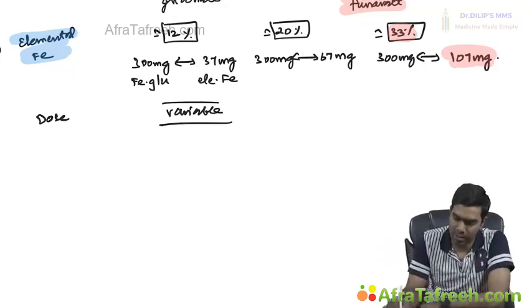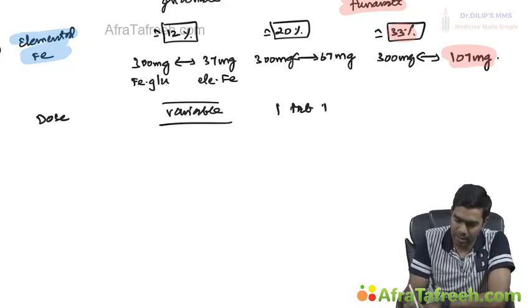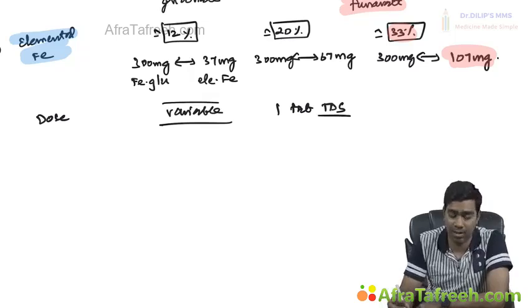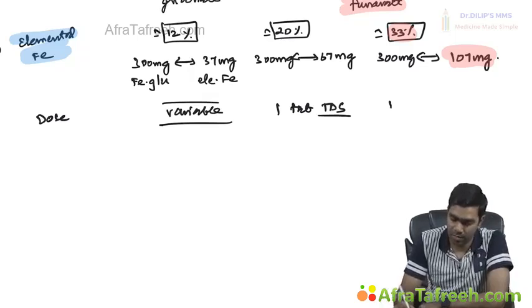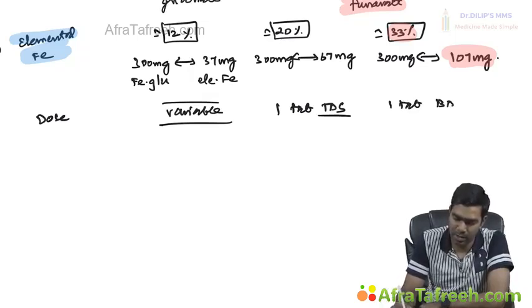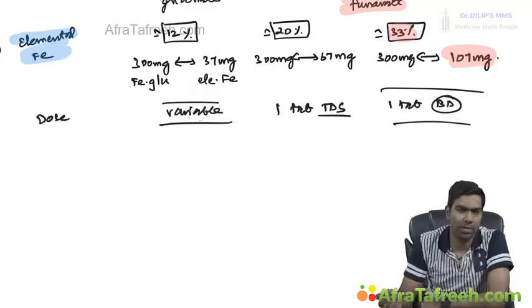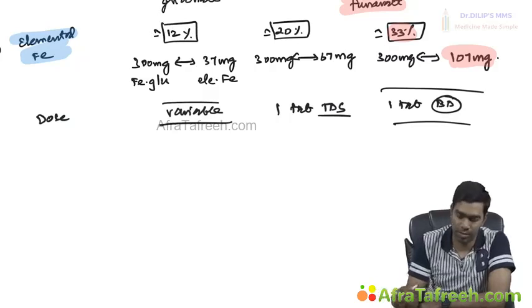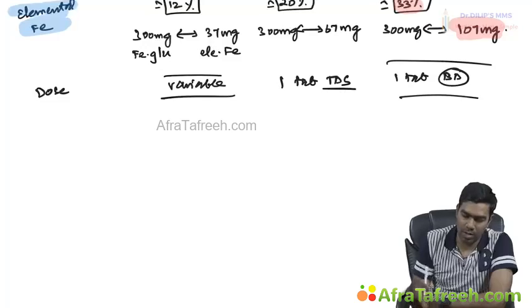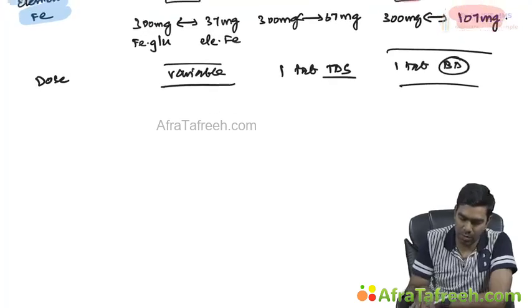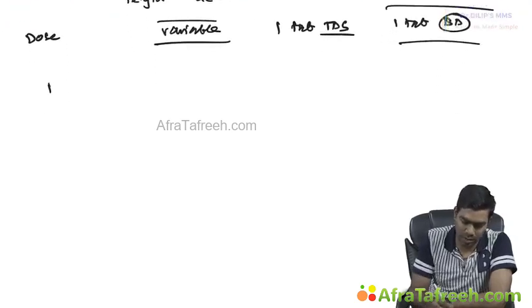Iron sulfate, typically we give 1 tablet TDS. One tablet TDS is the classical dose of ferrous sulfate. For ferrous fumarate, you can give 1 tablet BD. Actually, your compliance will be very high because of the 2 times a day tablet. Apart from that, there is no other advantage of ferrous fumarate tablets. So these are the things you have to know about them. So what will be the response? What is the response to iron therapy?